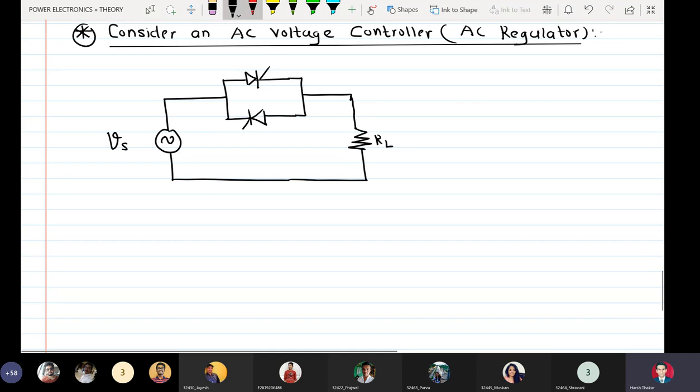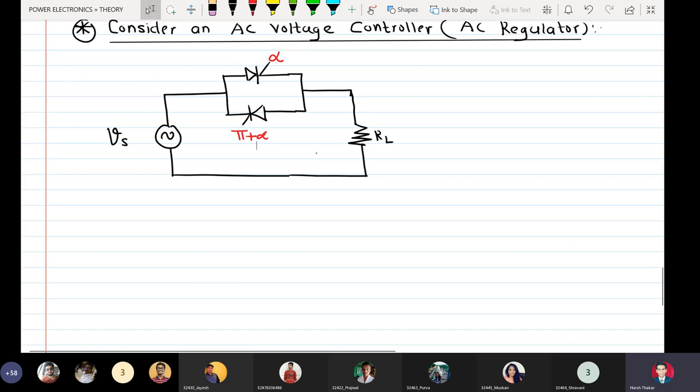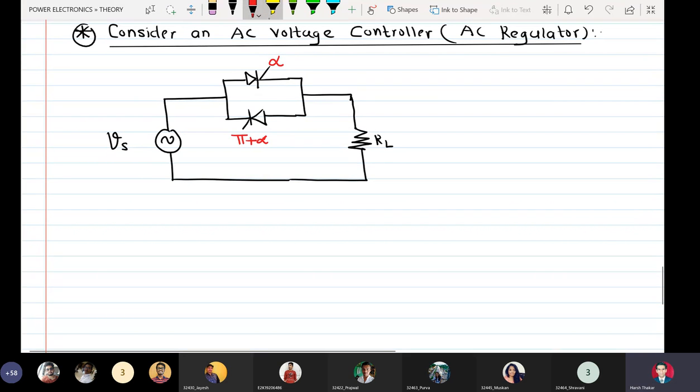The first SCR is fired at alpha during positive half cycle, and the second SCR is fired at pi plus alpha during negative half cycle. That means this SCR will conduct from alpha to pi during positive half cycle, and the current will flow like this.